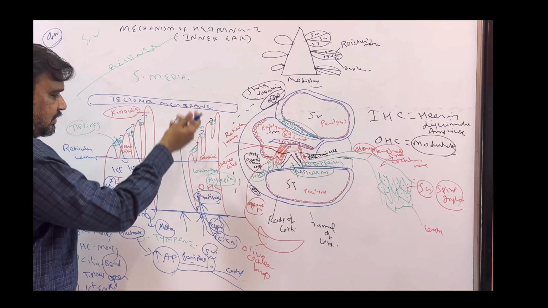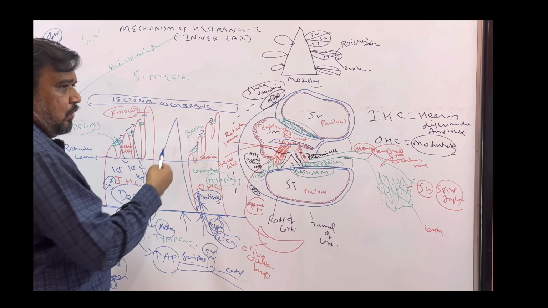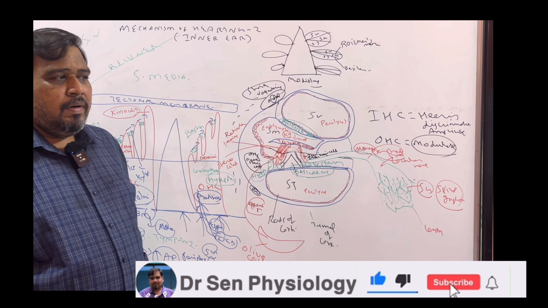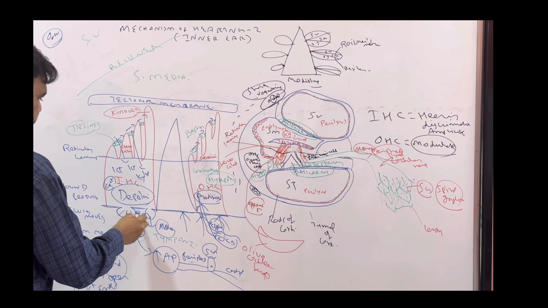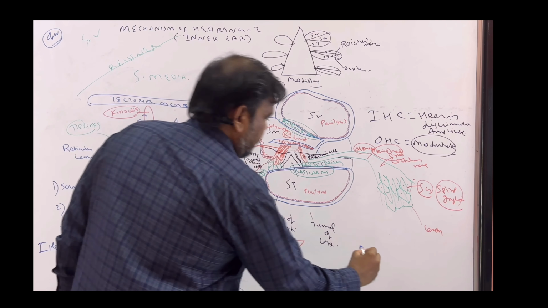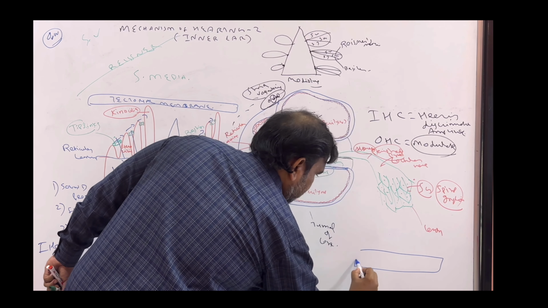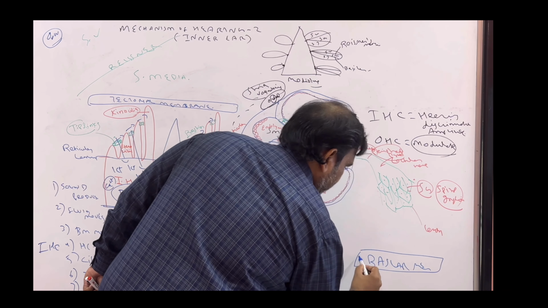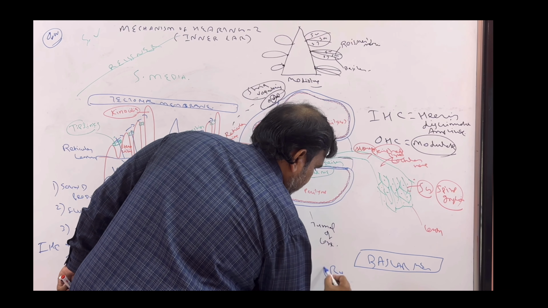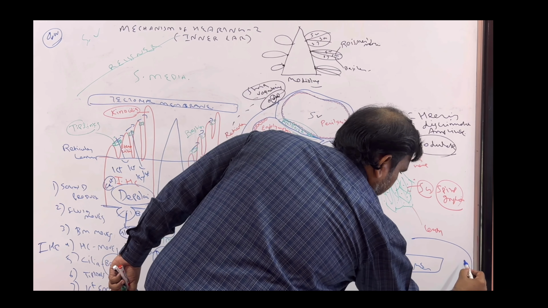Outer hair cell efferent is coming from the olivocochlear bundle. First I will touch upon this, the basilar membrane. I will draw this basilar membrane here for understanding. Imagine this is the basilar membrane, this is the round window on this side, and that side is the helicotrema.